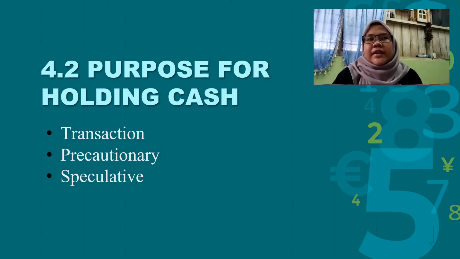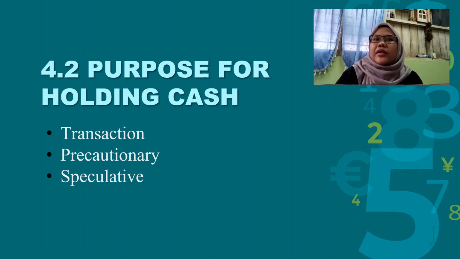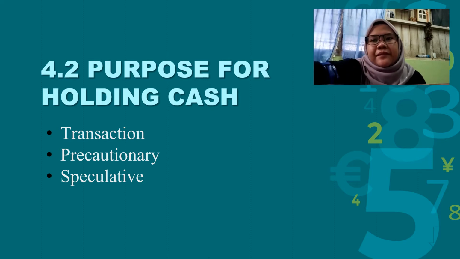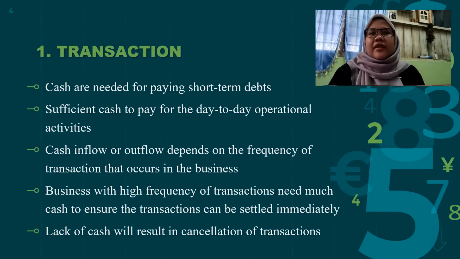Okay, the elements in the management of working capital also include purposes for holding cash, which has 3 types: transaction, precautionary, and speculative. Firstly, transaction. Transaction is an agreement between a buyer and a seller to exchange goods and services or financial instruments.